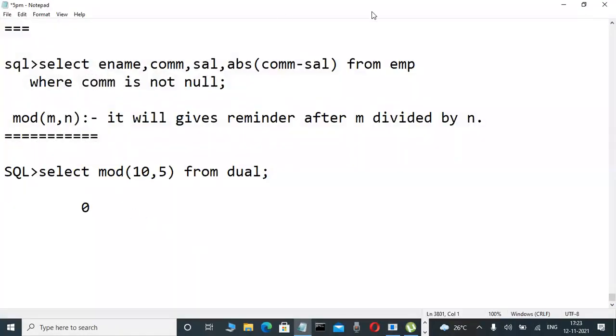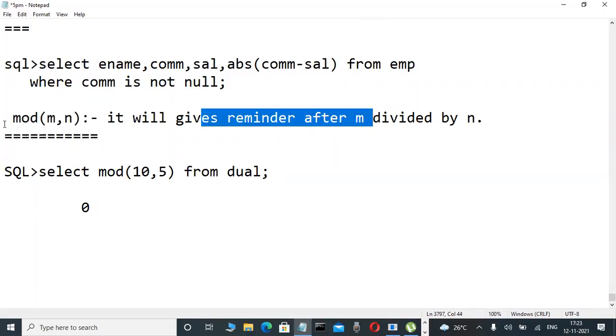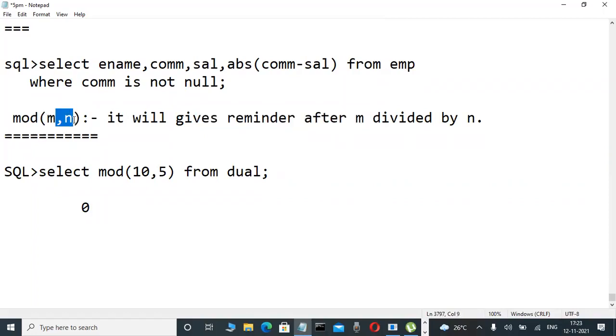Okay, but today you don't have that much knowledge, you just have to remember the syntax. Mod of m comma n, not m mod n, not mod m. Mod m comma n, we have to remember it. It will give us the remainder after m divided by n. M and n are which one? Some parameters, that is numbers only. Yes, just remember it. Don't write queries, up to now you don't have an idea.